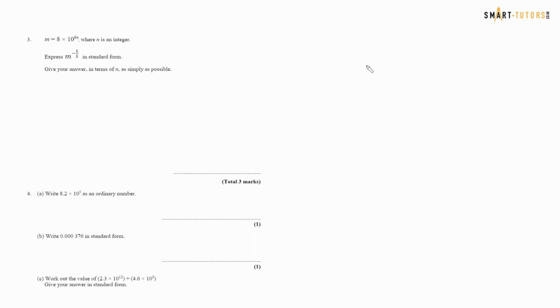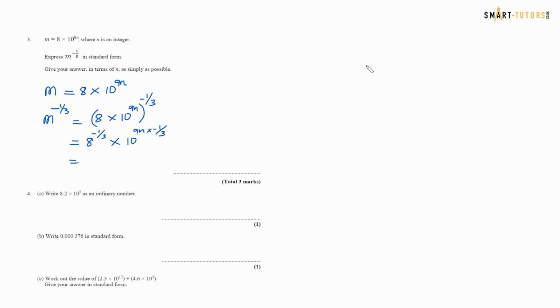Question number 3. M equals 8 times 10 to the power 9n, where n is an integer. Express m to the power minus 1/3. So m to the power minus 1/3 means 8 times 10 to the power 9n, all to the power minus 1/3. So this minus 1/3 applies to both: 8 to the power minus 1/3 times 10 to the power 9n times minus 1/3.